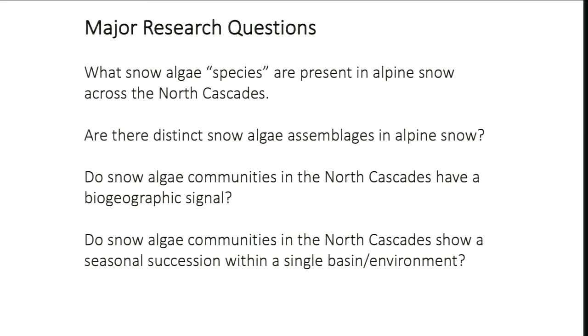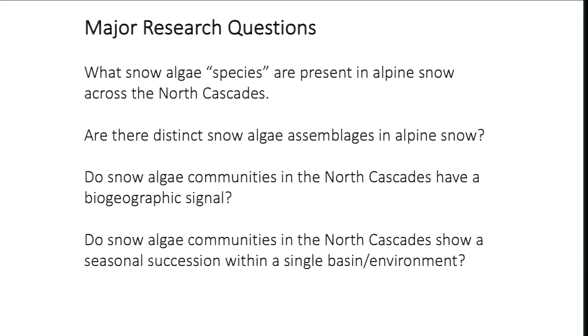So we have a couple of major research questions. We're interested in what snow algae species are present in alpine snow across the Cascades. Are there distinct snow algae assemblages? So when we see these organisms living together, is that a consistent relationship? Do they have biogeographic signals? So are populations that are close together geographically more similar than populations that are farther apart? And do these communities have a seasonal succession? So is it the same, or do they change over the season?